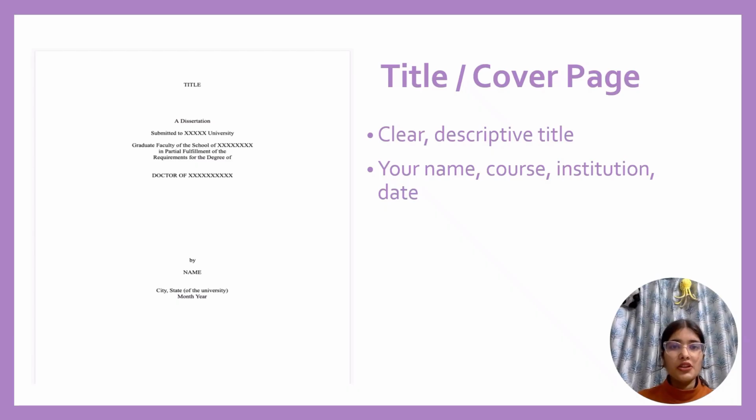First is the title page. It is the cover of a book. It includes your dissertation title, your name, your program, your institution and a submission date. As you can see in the image, this is the template which can be used to write a title page. Keep the title descriptive. For example, instead of "A Story of Plants," write "The Effect of Urban Pollution on Mango Tree Leaf Growth in Delhi." That way, anyone knows instantly what your study is about.